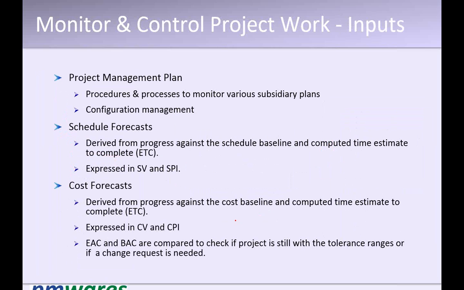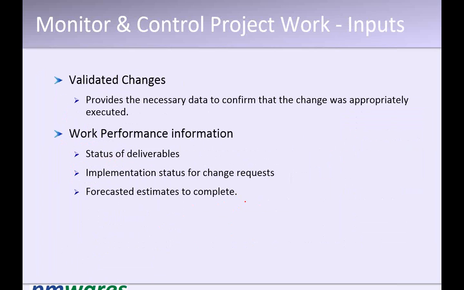If you see here, we will learn more about SPI, SV, CV and CPI in the cost chapter. But it is about the modified plan, modified schedule and modified cost. Validated change ensures that the changes are correctly implemented or not. And work performance information is about the status of the deliverables.